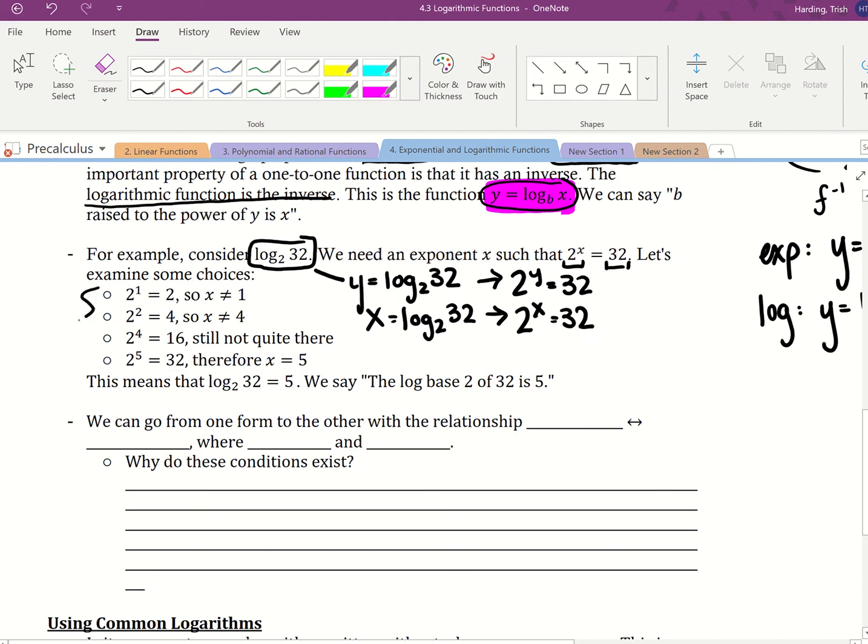So here you can see we just kind of plugged in values, and if it's small enough, it will go in without any decimals or fractions. That's generally a pretty easy way to do it. So this means that log base 2 of 32 is 5, and that little 2 is the base. So log is a calculator button, so it will be on your calculator.